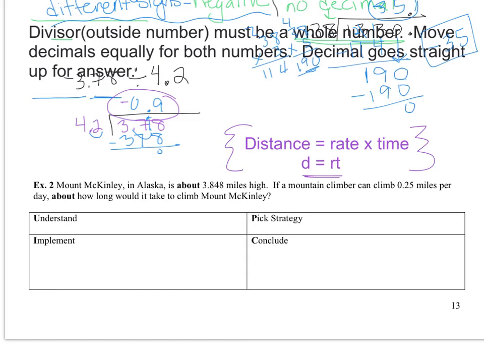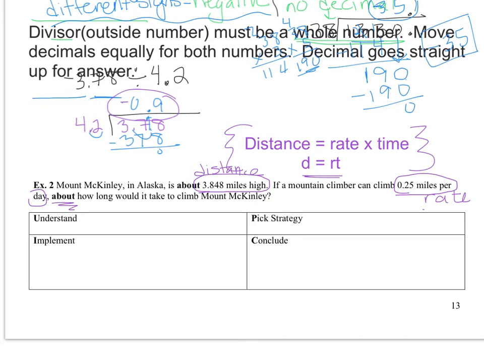So example 2 says Mount McKinley, which is in Alaska, is about 3 and 848 thousandths miles high. If a mountain climber can climb at a rate of 2,500ths miles per day, okay, so that is their rate. So we have a distance and we have a rate. So about how long will it take them to climb the Mount McKinley?